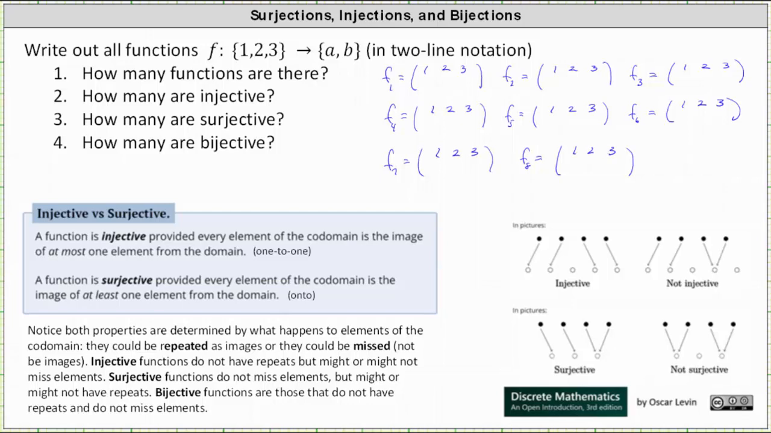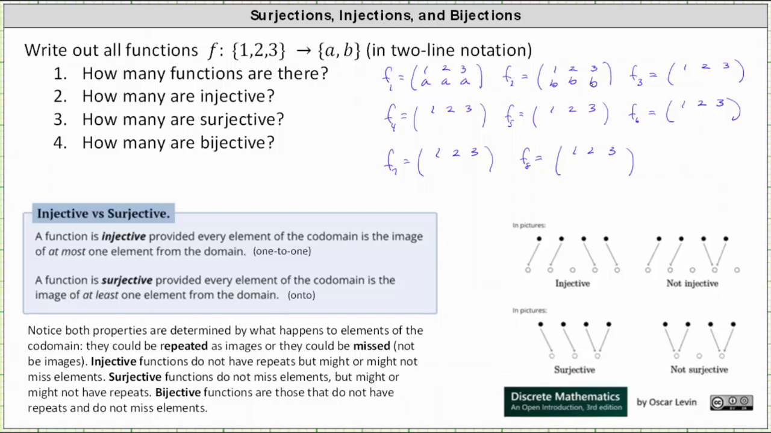For function 1, let's let all 3 outputs be a, meaning 1 maps to a, 2 maps to a, and 3 maps to a. For function 2, let's let all the outputs be b, meaning 1 maps to b, 2 maps to b, and 3 maps to b.